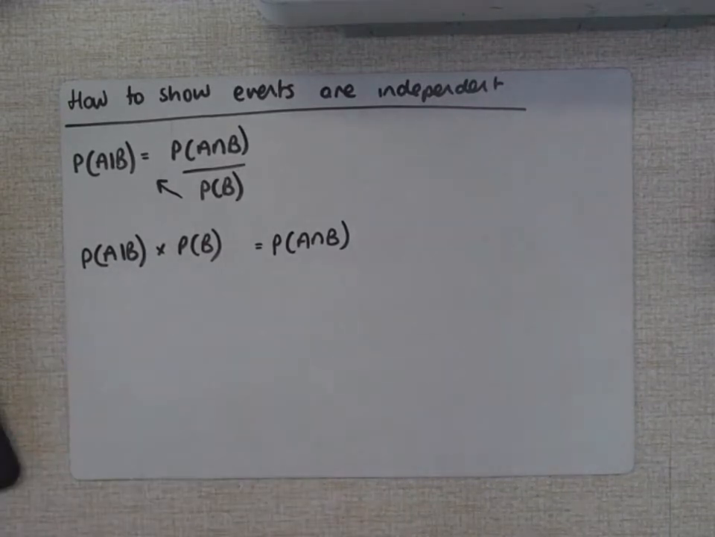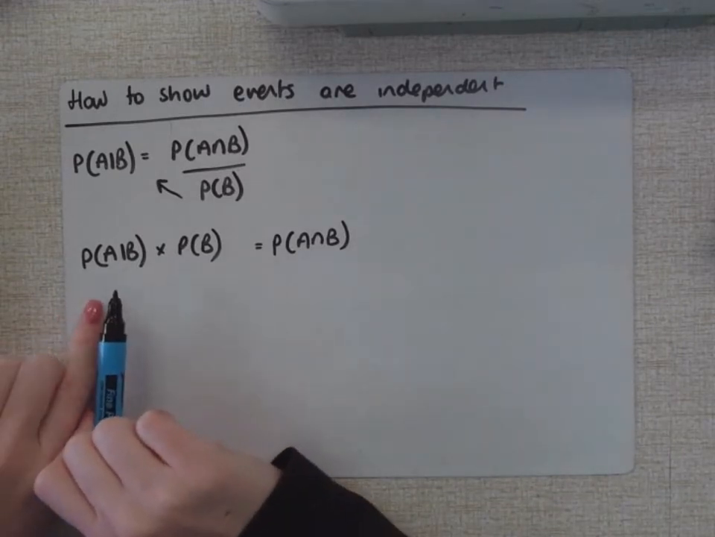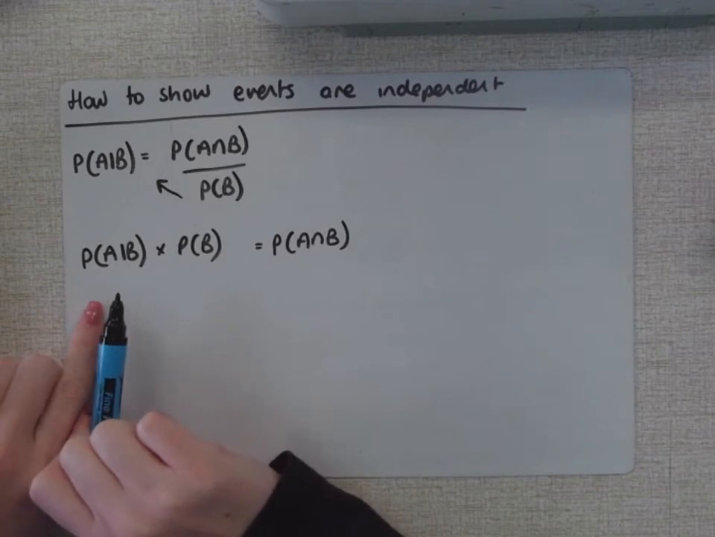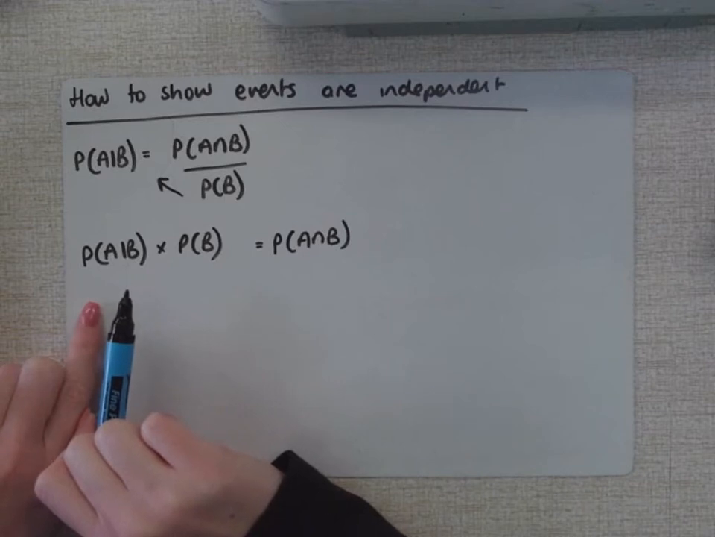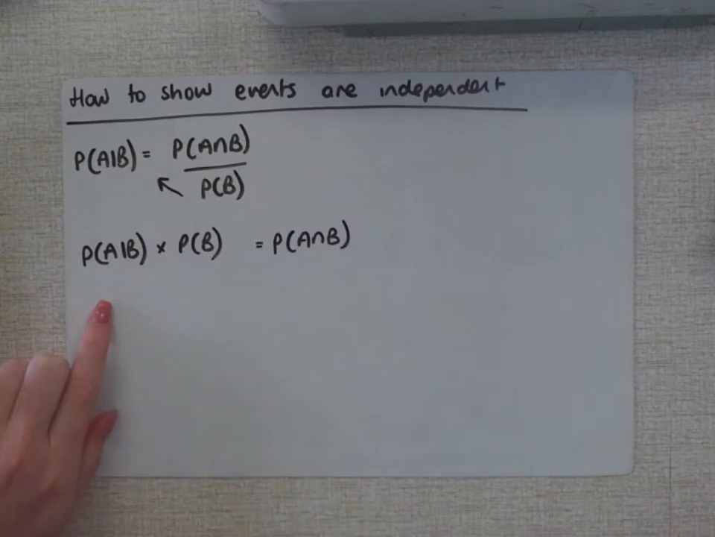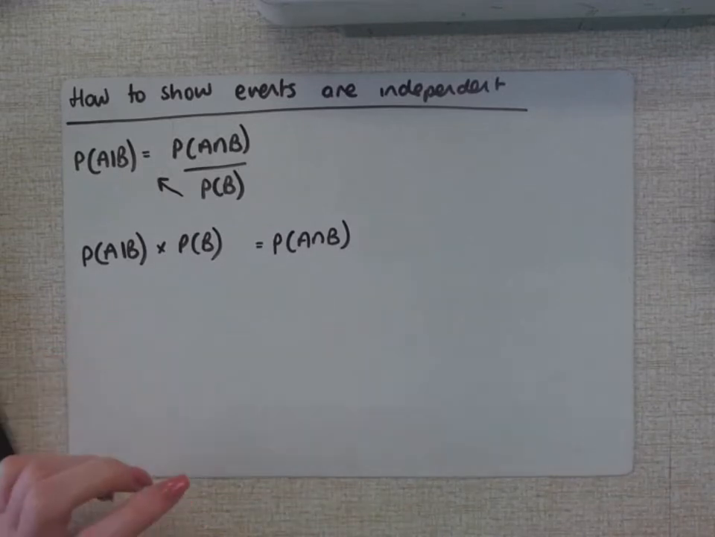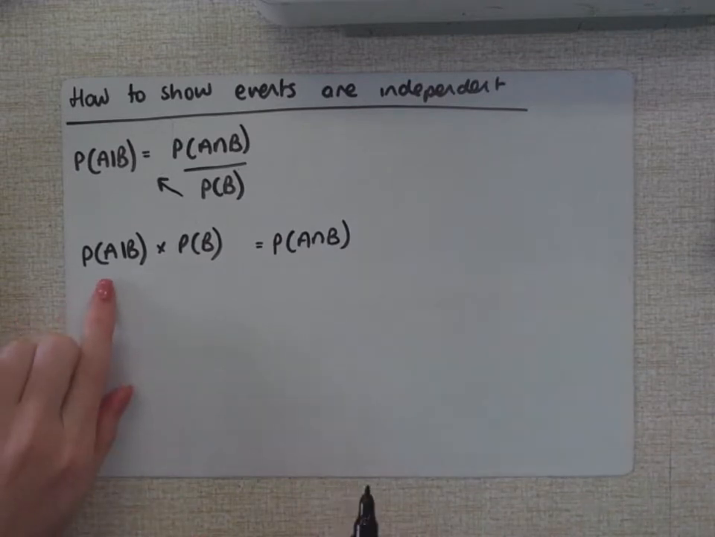Now, if two things are independent, they don't affect each other at all. The outcome of one isn't affected by the outcome of another, okay? So if they're independent, the probability of A given B, think of an example: the probability of getting a red card given that I got a 6 on a dice. Do they affect each other? No, they're completely independent.